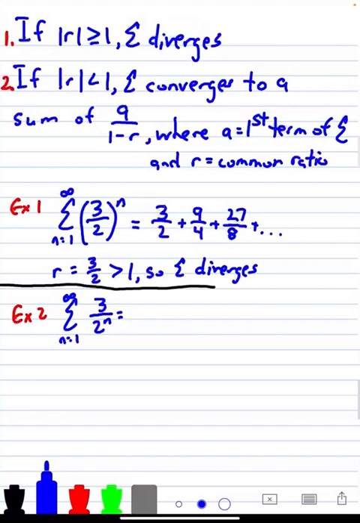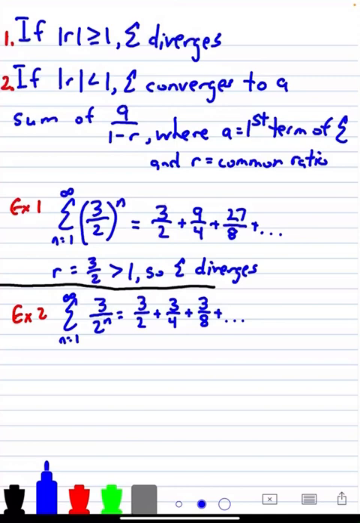So let's look at our first couple of terms just to see what's going on. 3 over 2 to the first power would be 3 over 2. 3 over 2 to the second power would be 3 over 4. 3 over 2 to the third power would be 3 over 8. And we would just keep going on and on right there.